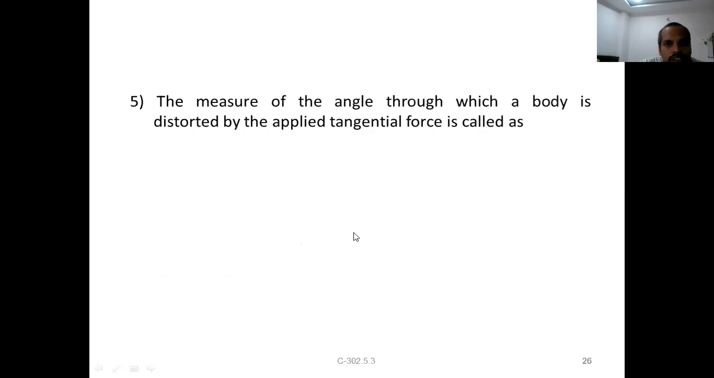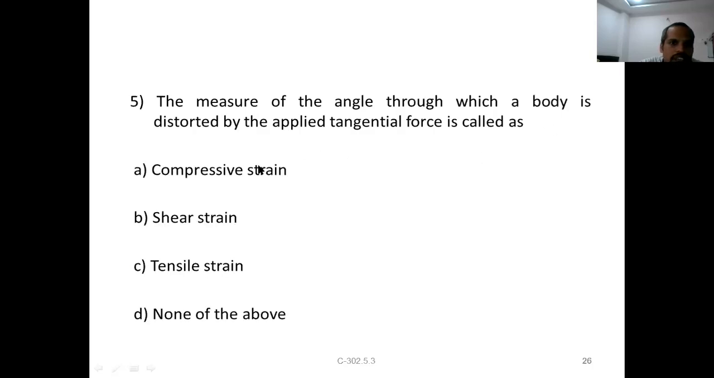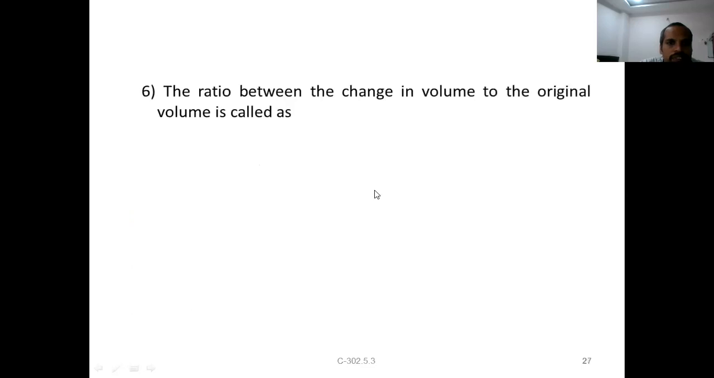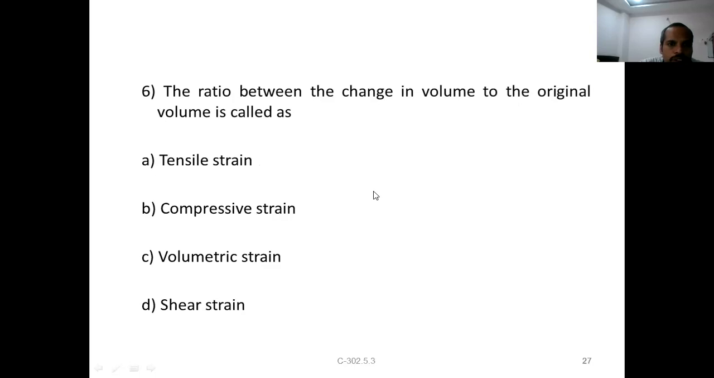Finally, what is the shear strain? The measure of the angle through which the body is distorted by the applied tangential force is called the shear strain, right. And the ratio of change in volume to original volume, what is it? Volumetric strain.